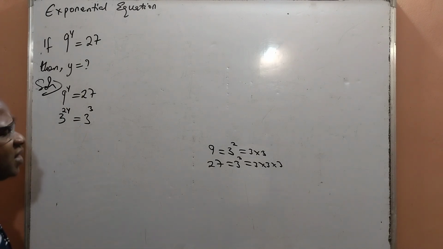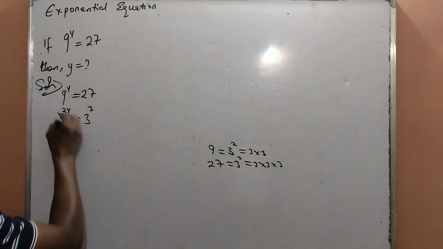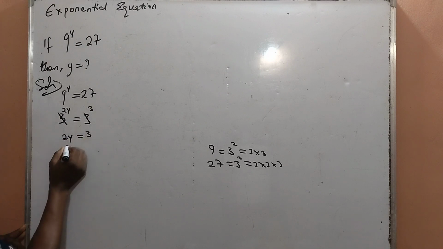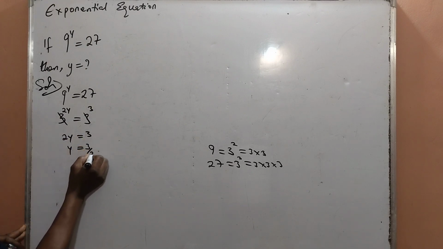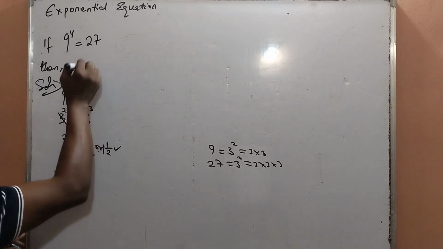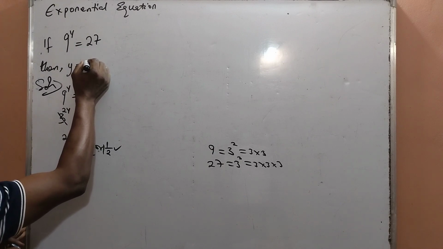By law of indices, when the bases are the same, we can cancel them out to have that 2x is equal to 3, and x is equal to 3 over 2, or what mixed number? 1 and 1 all over 2. Final answer. So the value of x is 1 and 1 over 2.